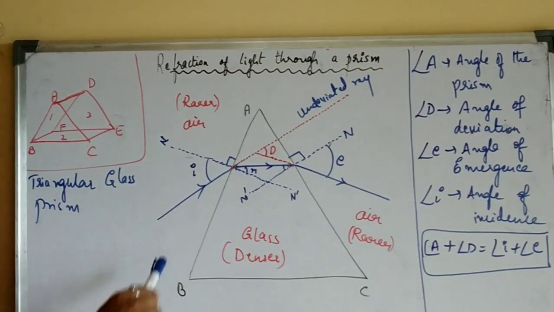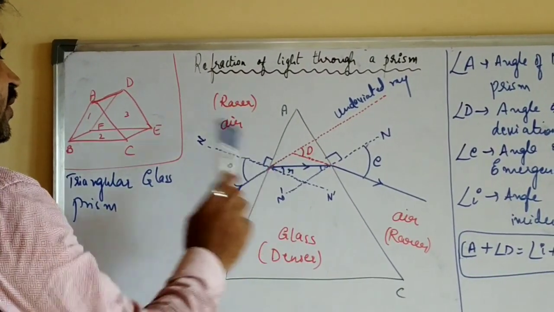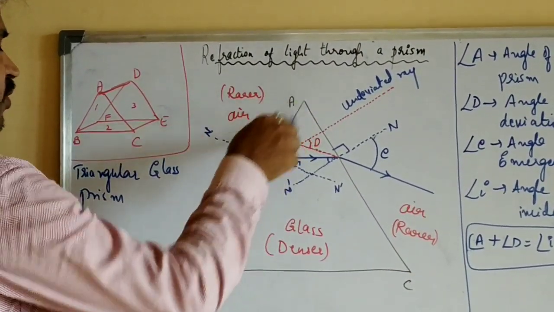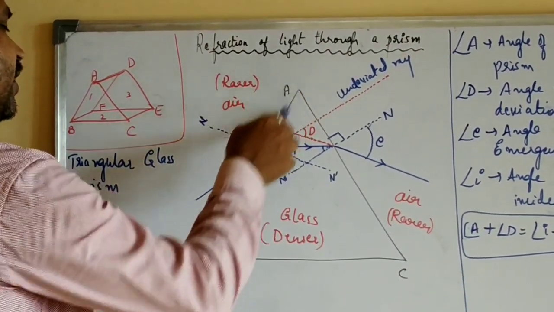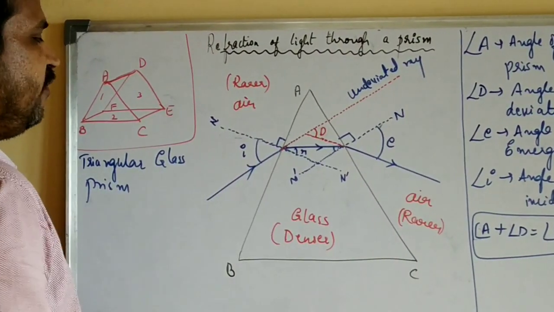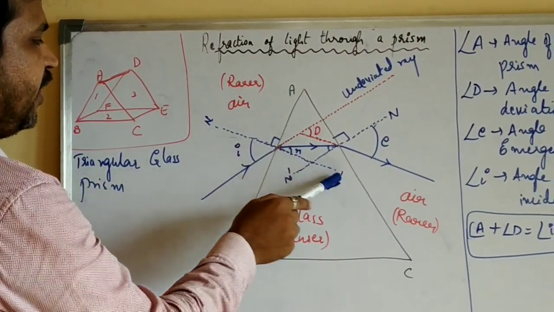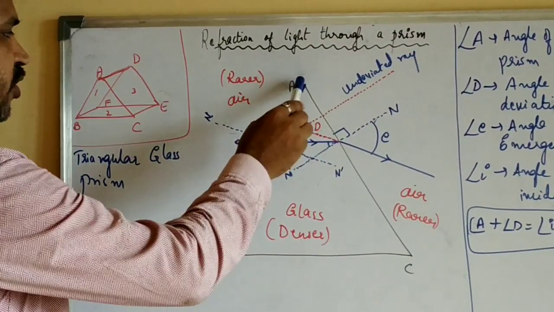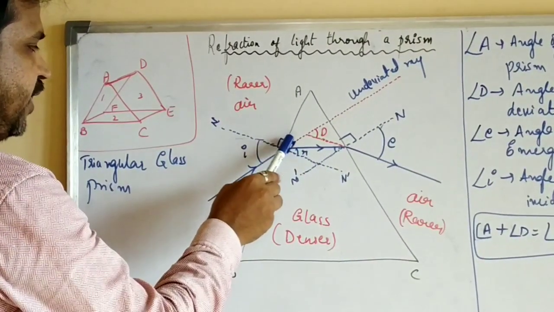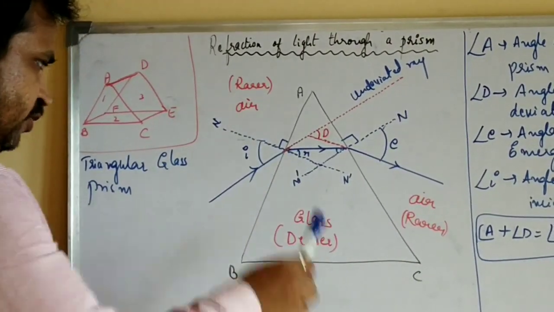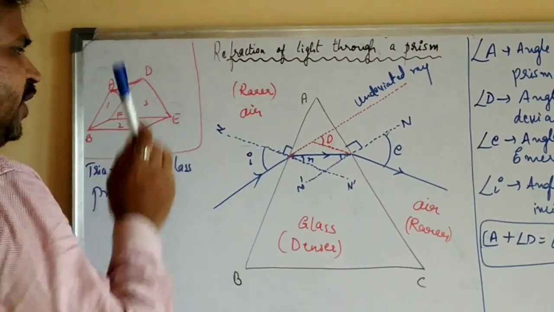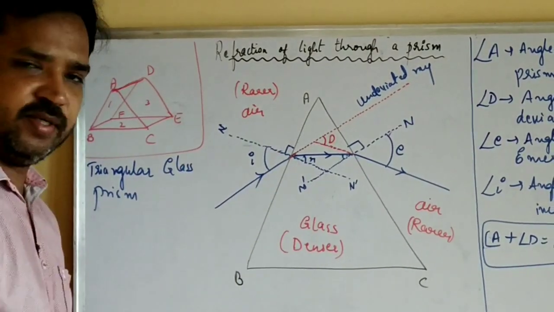Now see here, this ray of light is incident at some point on the side AB of the prism, on the edge of the lateral surface AB, at this point where I have drawn a normal N dash. N dash is a normal drawn to the edge AB, that's why it is 90 degrees. Normal is always drawn perpendicular. At this point, the incident ray is coming from the rarer medium, that is air.